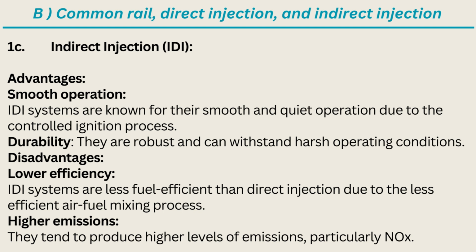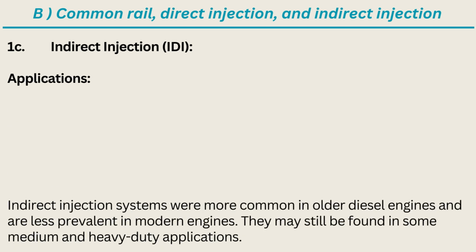Disadvantages. Lower efficiency. IDI systems are less fuel efficient than direct injection due to the less efficient air-fuel mixing process. Higher emissions. They tend to produce higher levels of emissions, particularly NOx. Applications. Indirect injection systems were more common in older diesel engines and are less prevalent in modern engines. They may still be found in some medium and heavy-duty applications.